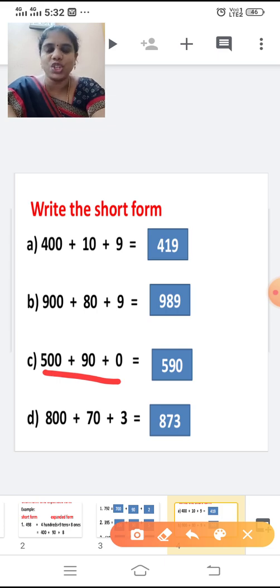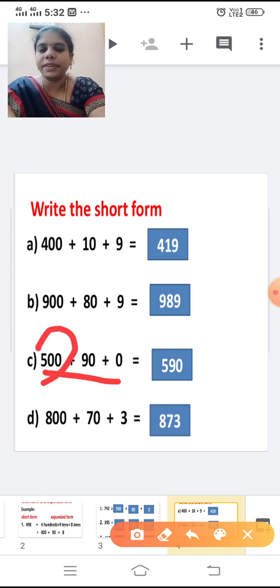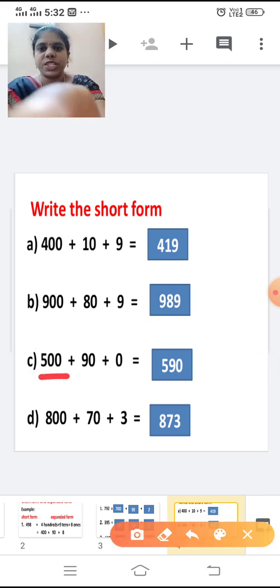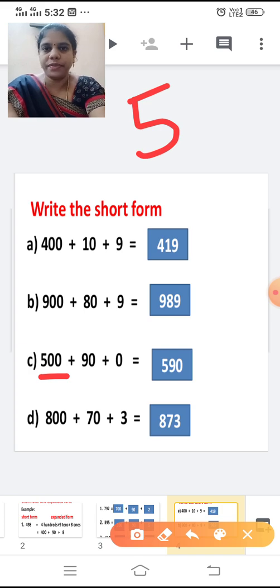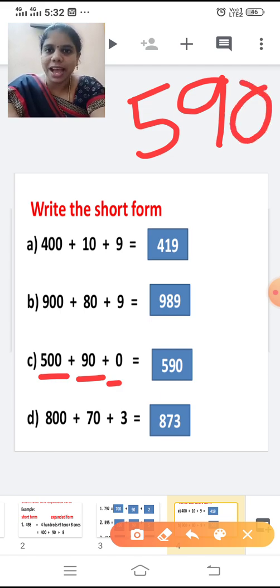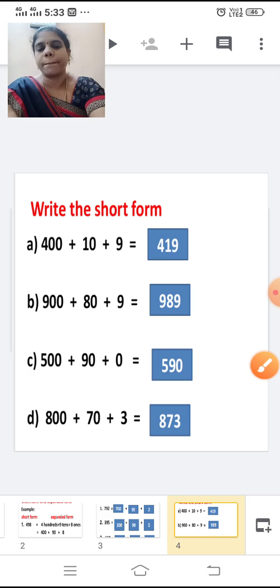Third one, 500 plus 90 plus 0. We are going to write that in short form. So for 500 the face value is 5, and for 90 it is 9, and for 0 it is 0. So the answer is 590. You are going to write only the face value of each digit: 5, 9, and 0. 590.